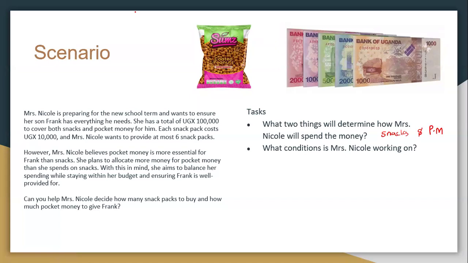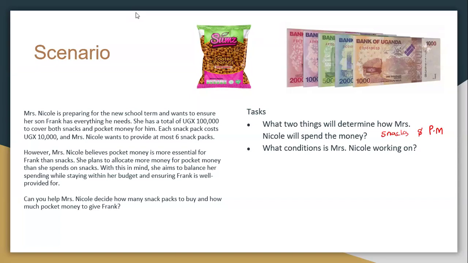The second question is there. What conditions is Mrs. Nicole working on? Put it in the chat again. One of the conditions: someone is saying she must be able to balance her budget. Okay. She's working on making sure the pocket money is higher. Very good. The money for snacks should not exceed the money for pocket money. Okay, very good. Reduce or minimize costs. The cost, okay, very good.